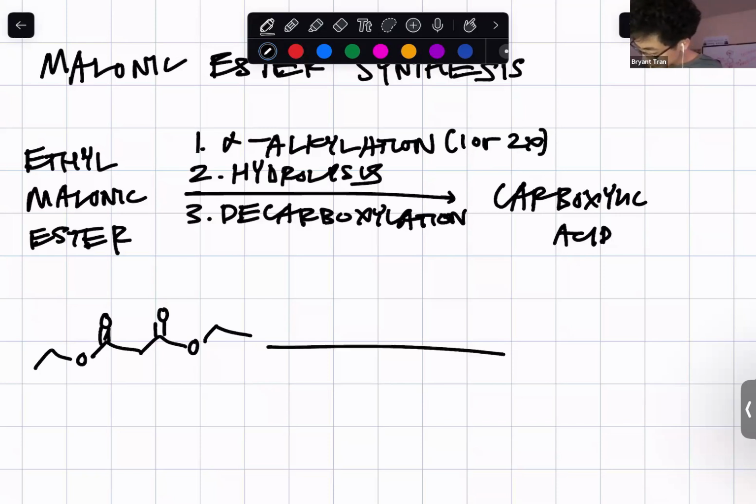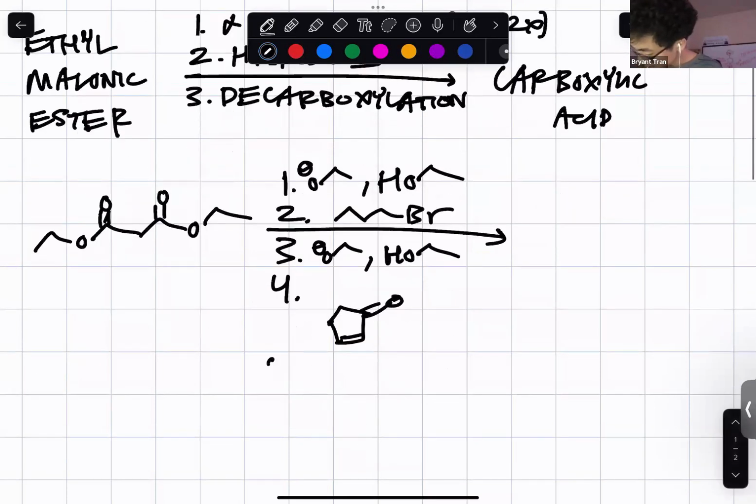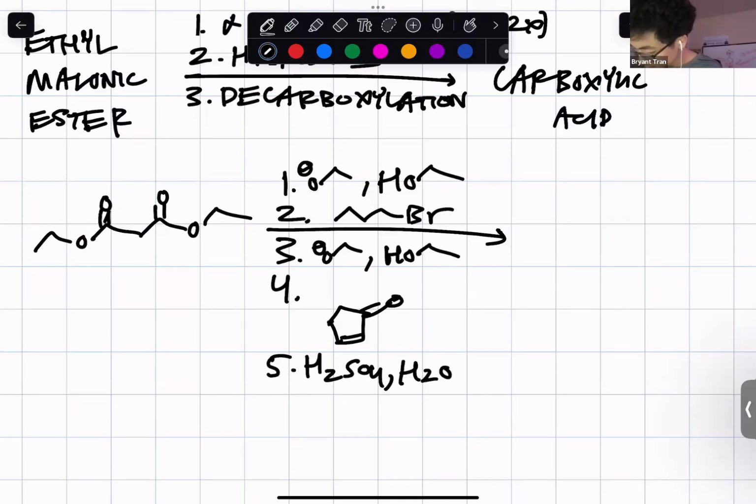And let's say we react it with these reagents here. The first step is this base with the solvent. Second step is going to be this alkyl group. Third step is going to be another base with the solvent. Fourth step is going to be, let's say, this molecule here. And then fifth step is going to be acid workup, but I'm going to do H2SO4, water, and heat. And that's going to do multiple things, actually.